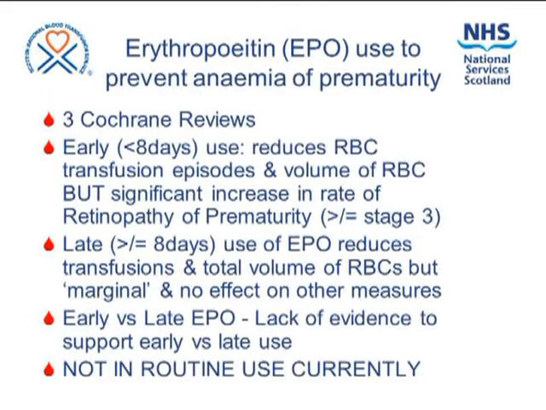Given that low levels of erythropoietin leading to inefficient erythropoiesis is a contributing factor to anemia of prematurity, a logical therapeutic intervention would be to treat at-risk preterm neonates with erythropoietin. There are 3 Cochrane reviews relating to this subject. Early erythropoietin use, less than 8 days, has been shown to reduce red blood cell transfusion episodes and the total volume of red blood cells transfused.